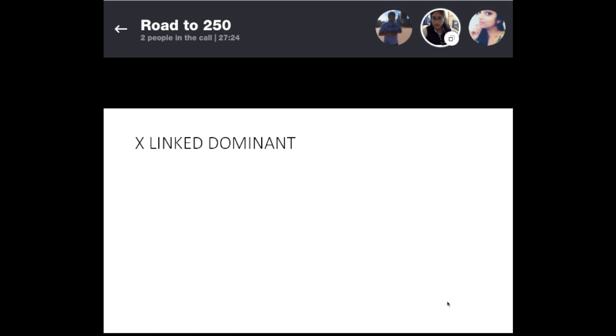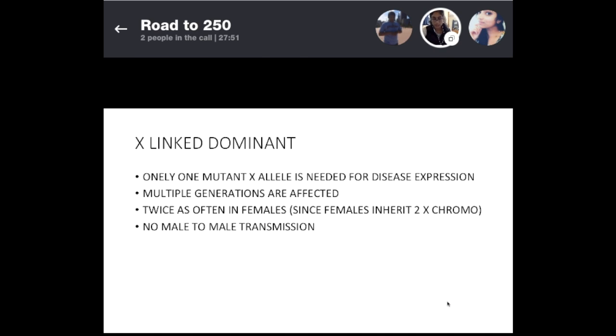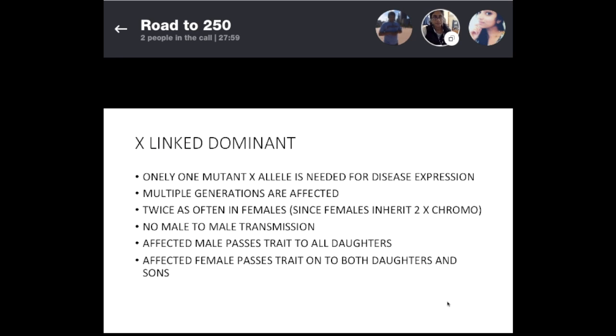Okay, so X-linked dominant. Here only one mutant X allele is needed for disease expression. Multiple generations are affected, and usually no skipped generations are seen. I guess we can say it's twice as often seen in females, since females inherit two X chromosomes. Male-to-male transmission is not seen. The affected male usually passes the trait on to all daughters, and the affected female will pass the trait on to both daughters and sons, so they have a 50% chance.